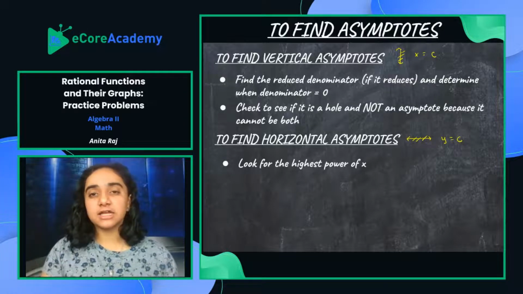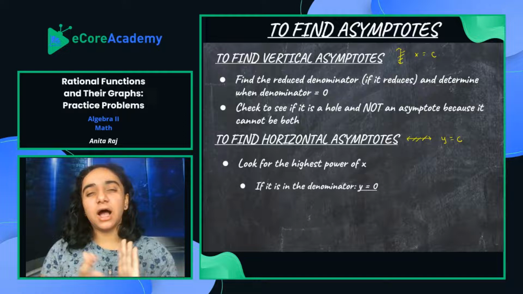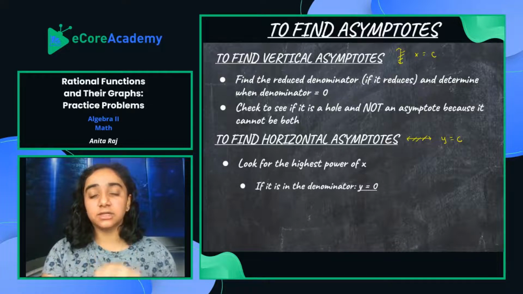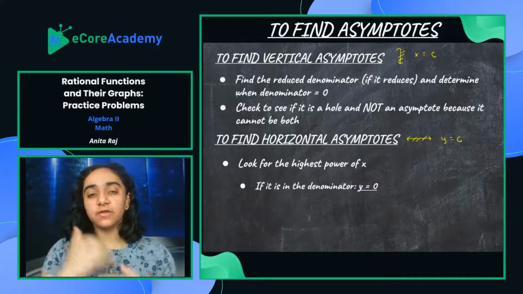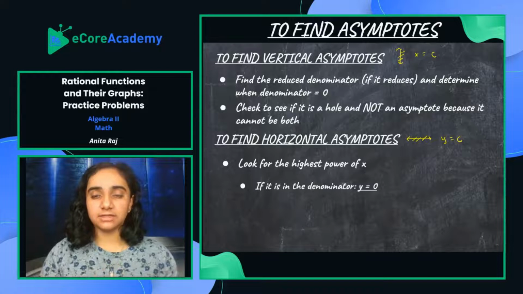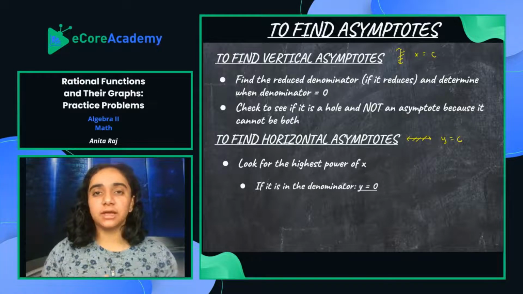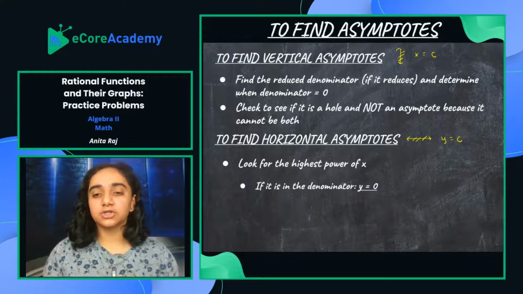So you're going to look for the highest power of x in comparing the two polynomials, p of x and q of x. If the highest power of x is found in the denominator, meaning you're comparing the degrees of both the polynomials, if you find the highest power in the denominator, then you automatically know there's a horizontal asymptote. For example, if we have something like x plus 4 divided by x squared minus 2, there's an x squared in the denominator, which is the higher power. So in this case, the horizontal asymptote is going to be y equals 0.